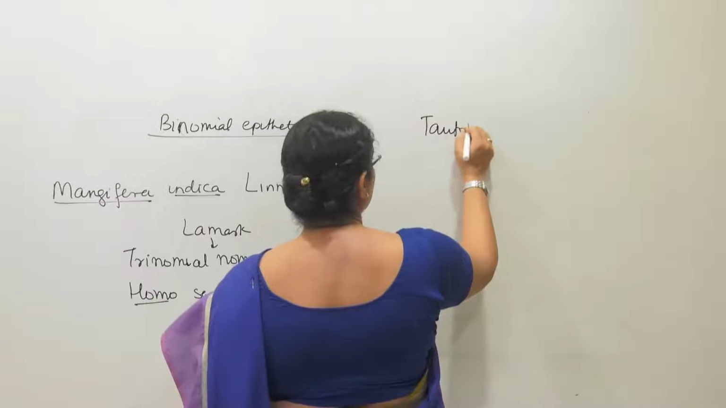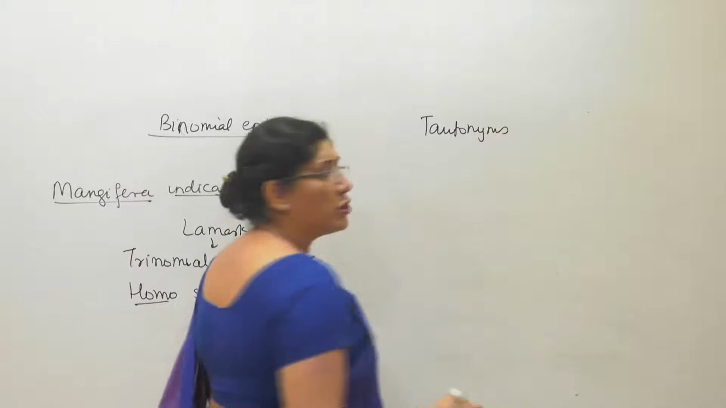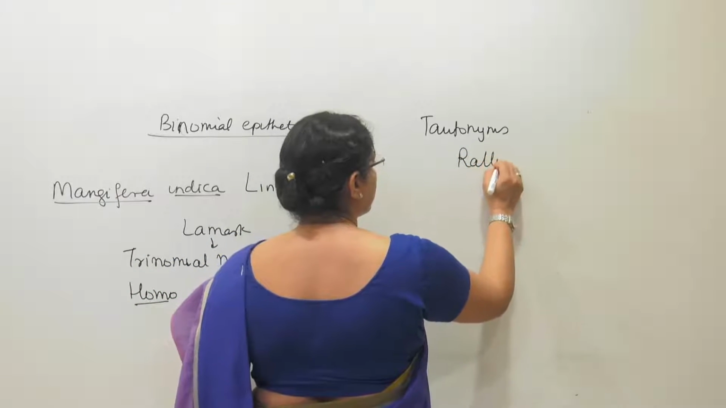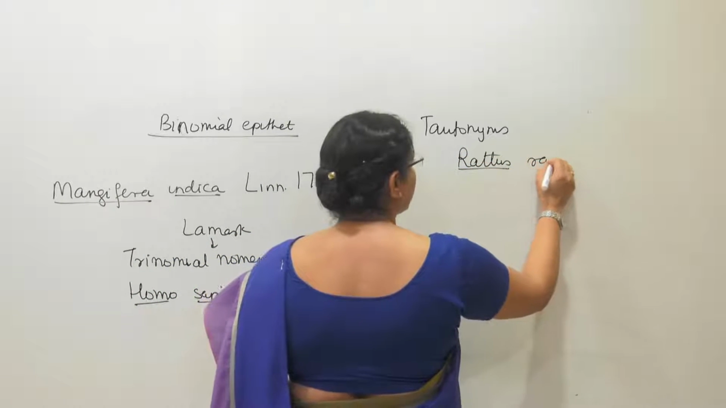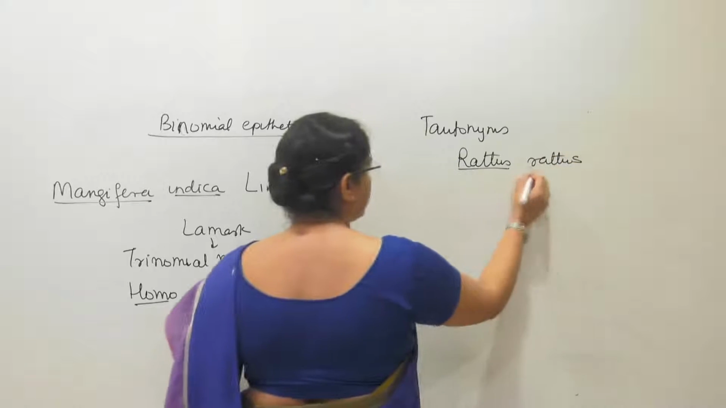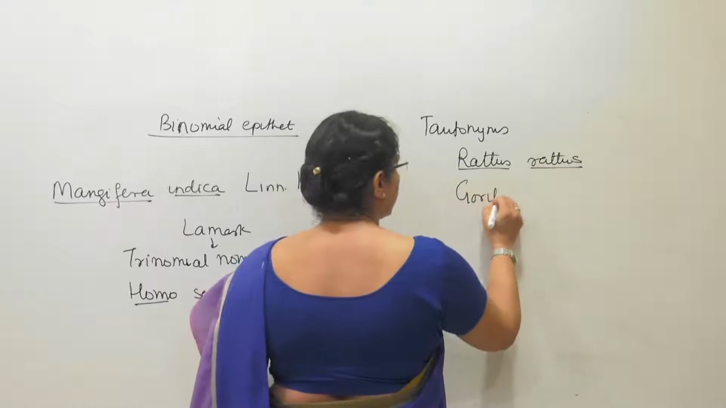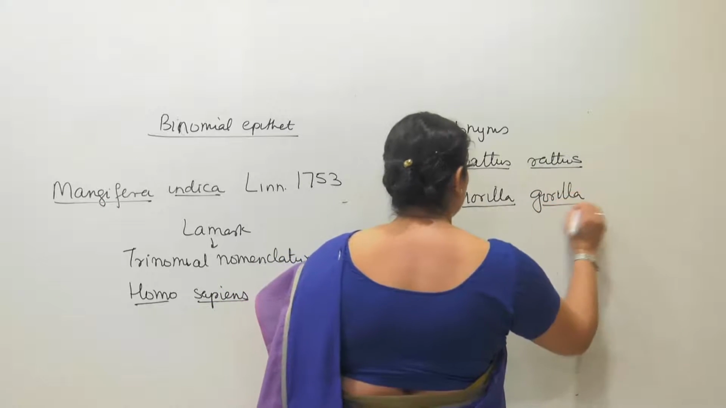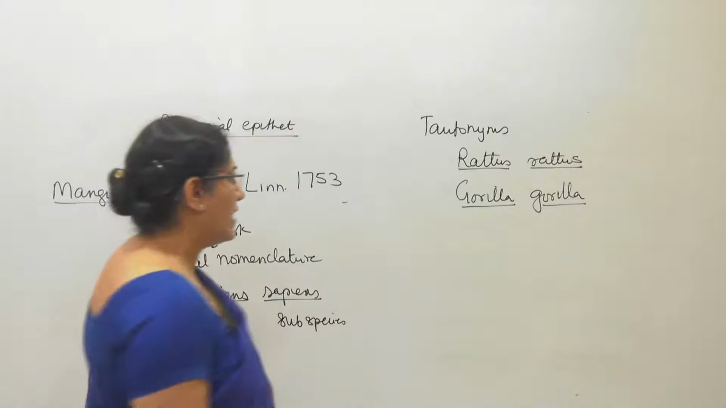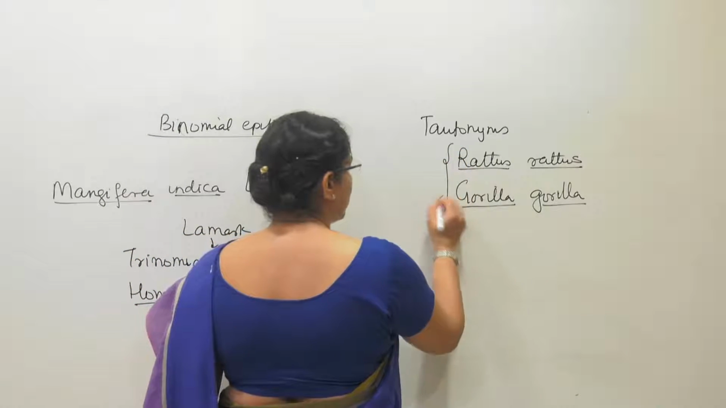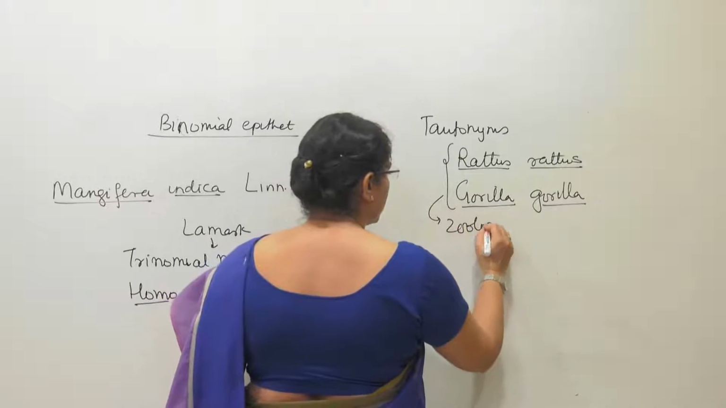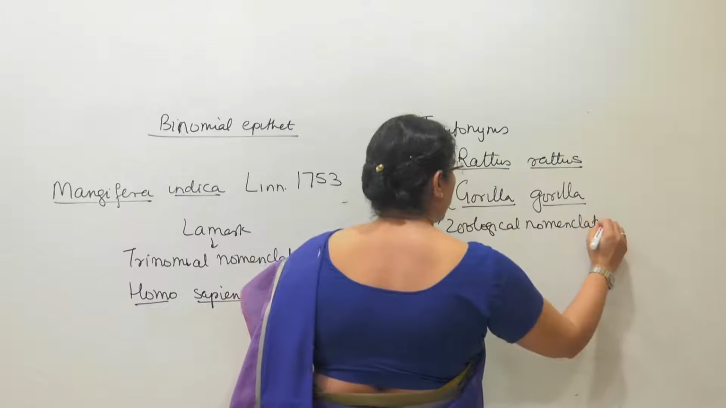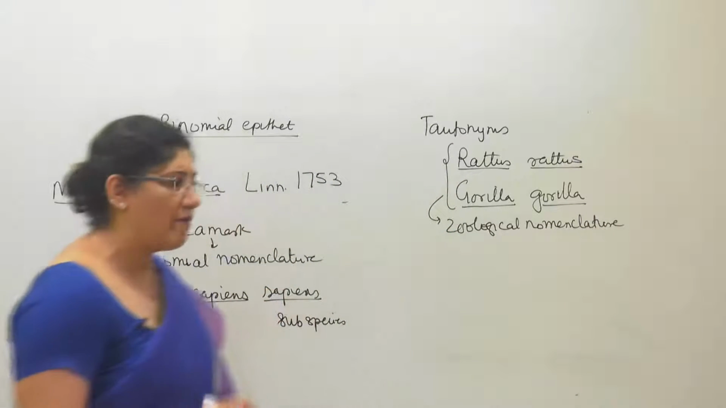Tautonyms, these are terms which are usually asked, are when the generic epithet and specific epithet are the same. This is what has been used in zoological nomenclature. It is no longer used, but in botanical nomenclature you will not have any such name.